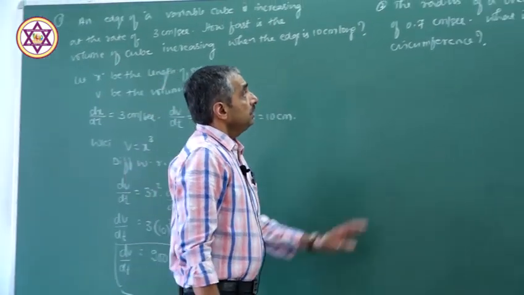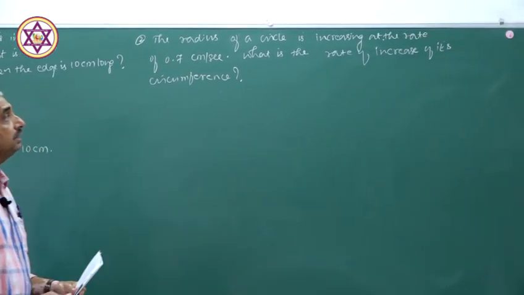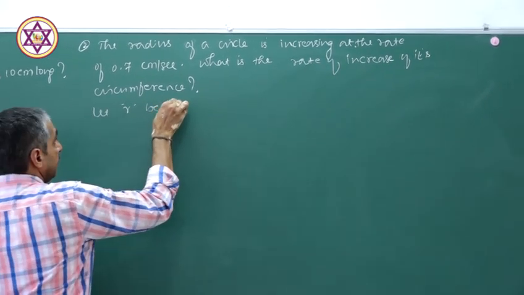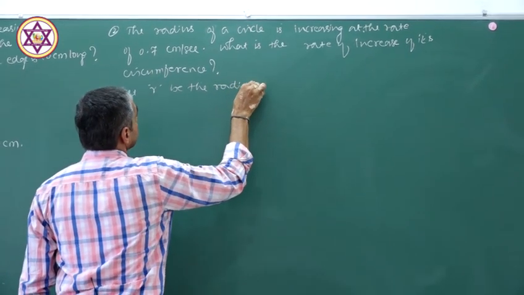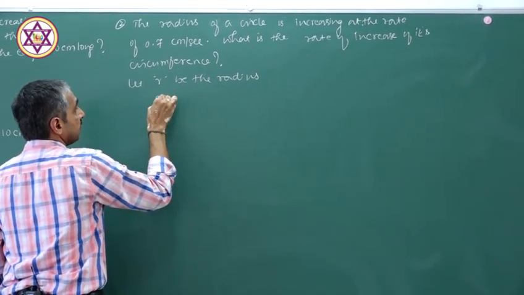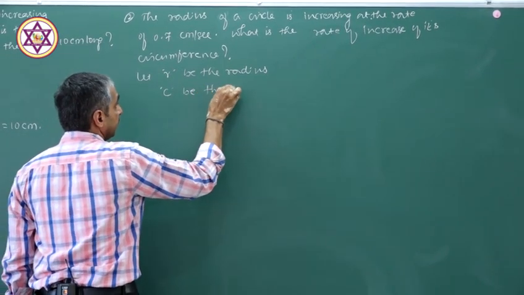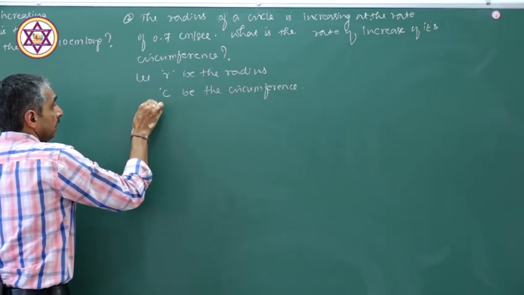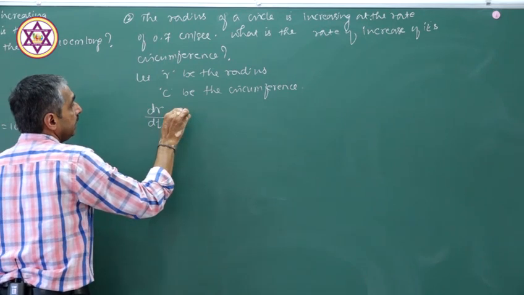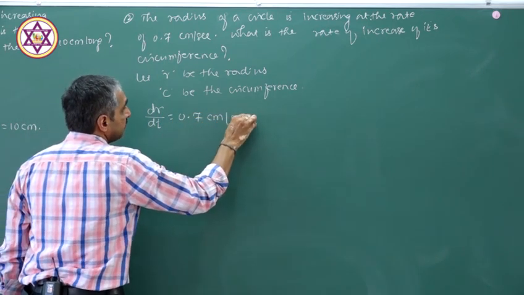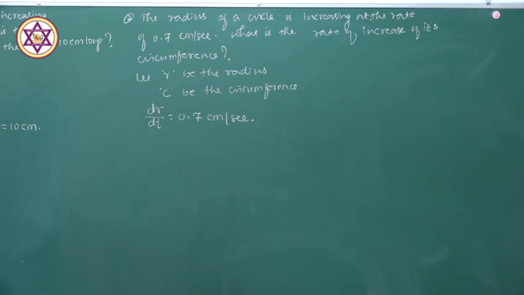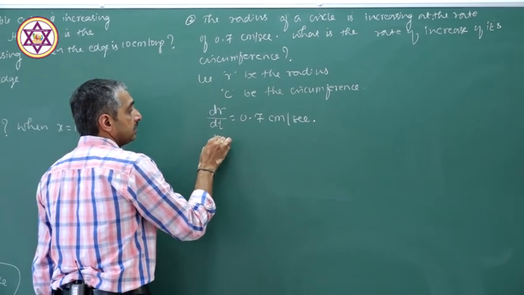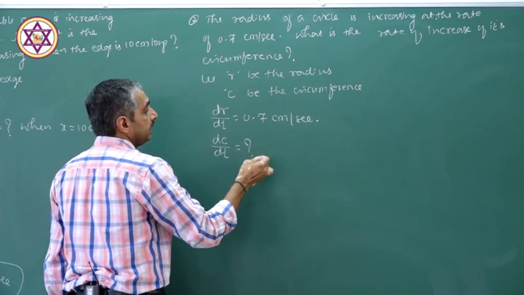Next, the radius of the circle is increasing at the rate of 0.7 centimeter per second. Let r be the radius, and let C be the circumference of the circle. Now the radius is changing, dr by dt is 0.7 centimeter per second. What is the rate of increase of the circumference? That is dC by dt, the question mark.